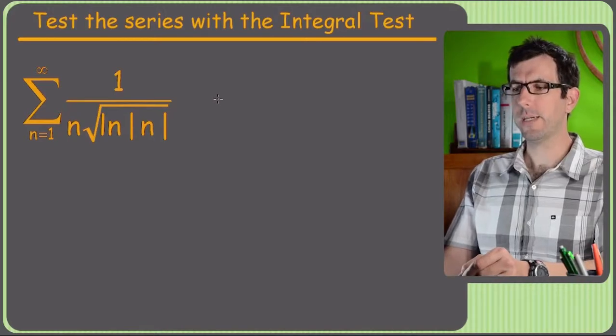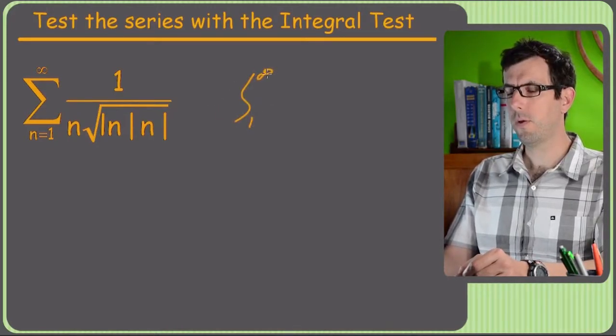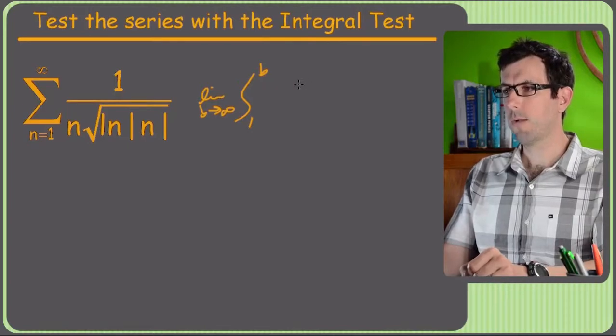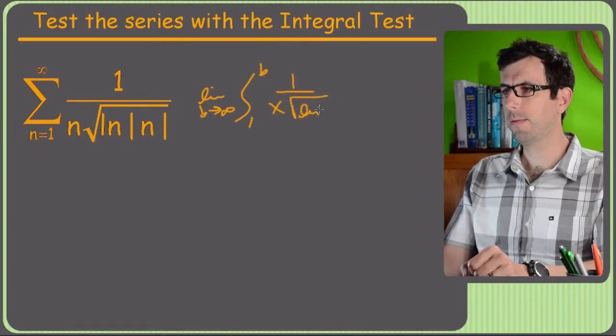All right, more integral test. What a shock. So let's see, we're going to go from 1 to infinity. Or better yet, let's just make that a b, save ourselves a step. So I've got 1 over x square root of ln of x.